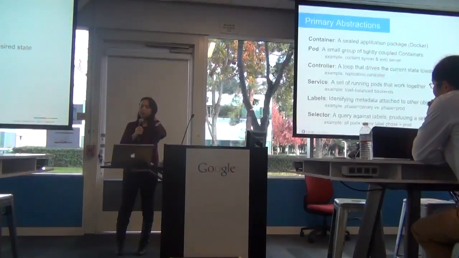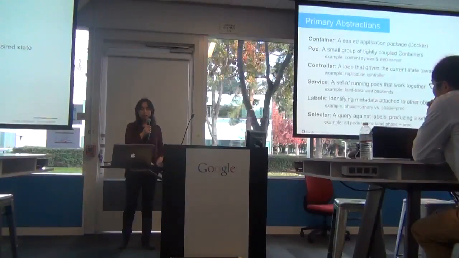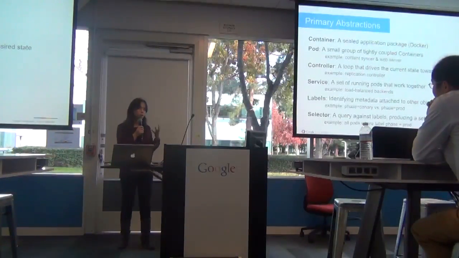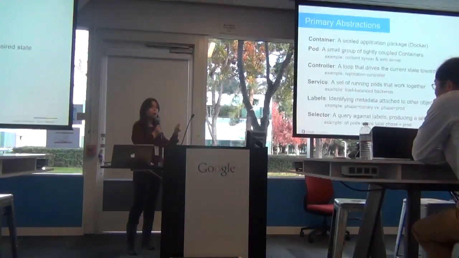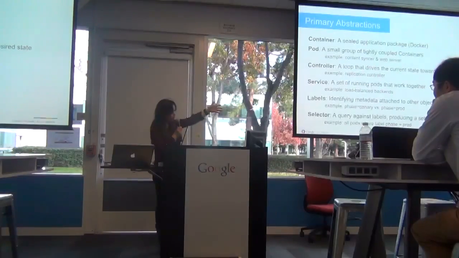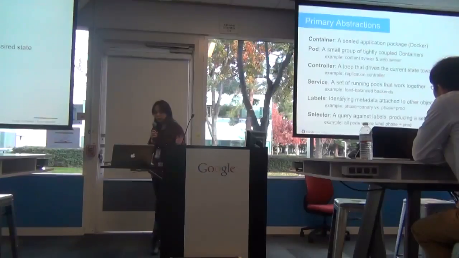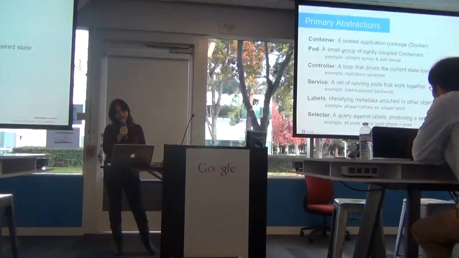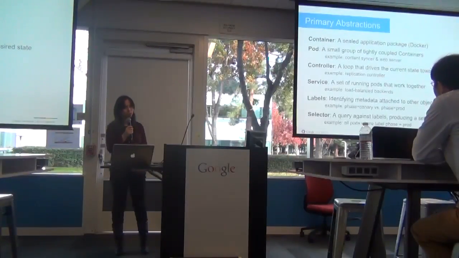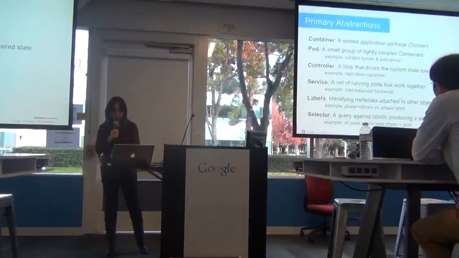Then there's another very simple but very powerful concept: labels. Labels are just identifiers, metadata used to identify all the given objects, like pods, controllers, and services. You need labels as part of the metadata attached to them, so that you can do queries. The query selector is just a simple query based on the labels. I will get into the detail later.